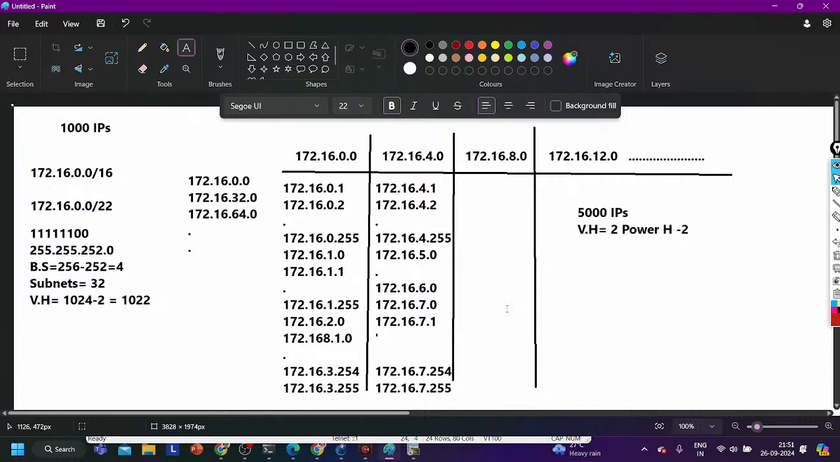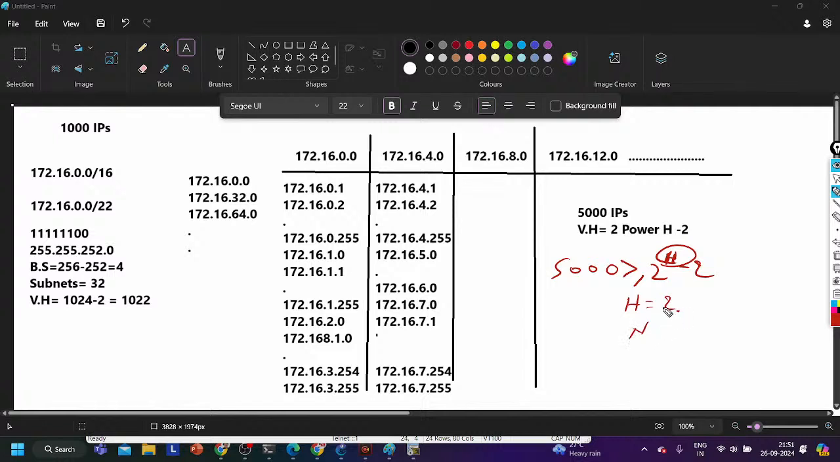Yes. So just match the requirement. 5000 should be greater than or equal to 2^h − 2. What will be the value of h? If you can find h, then you can find the n.